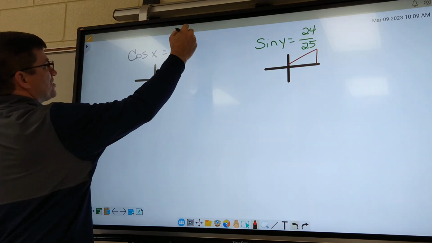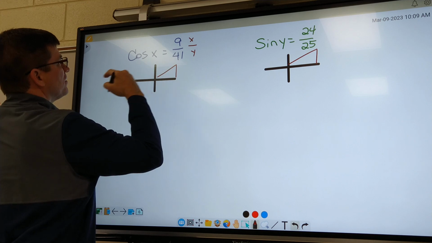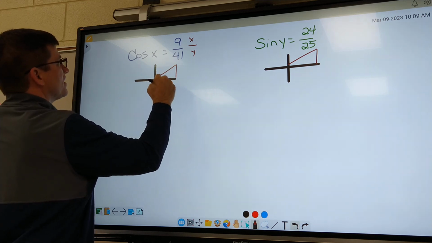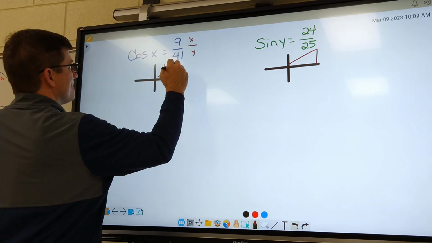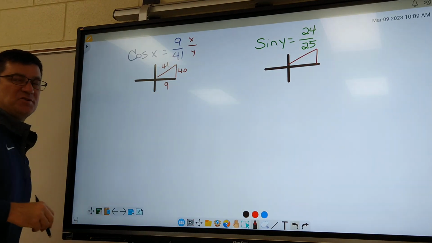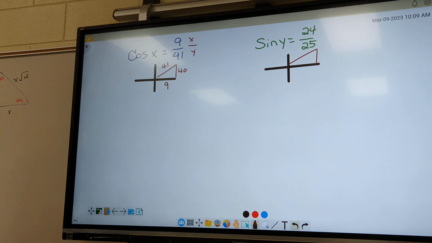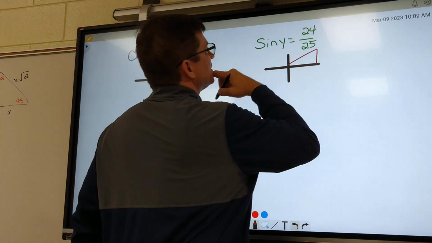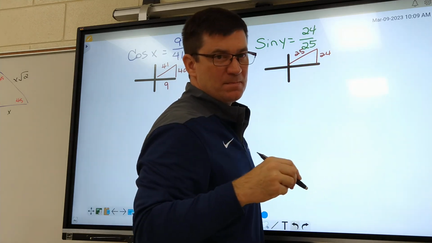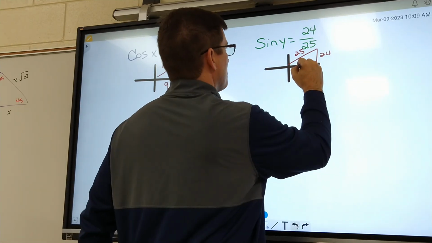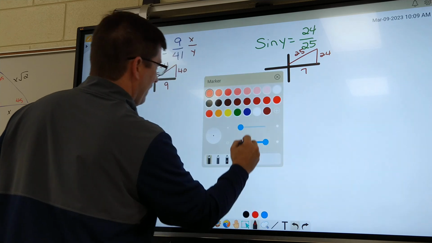All right, cosine is x over y, remember. So I put 9 on the x-axis, 41 on the radius. What'd y'all get on the other side? 40. Everybody good? Do I need to show y'all that? Other triangle, we got 24 goes here, 25 goes here. What's that side going to be? 7? All right, so we're good on that.